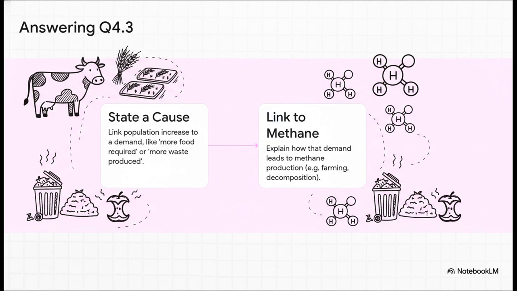And here's how you do it. The mark scheme gives 2 main lines of reasoning. First, you could link population growth to needing more food. That leads to more things like cattle farming or growing rice in paddy fields, which, you guessed it, produce a lot of methane. Or you could link more people to creating more waste. That waste then decomposes in landfills and releases methane. Either one of those is a perfect 2-mark answer.